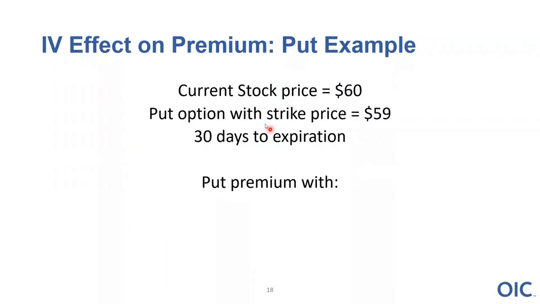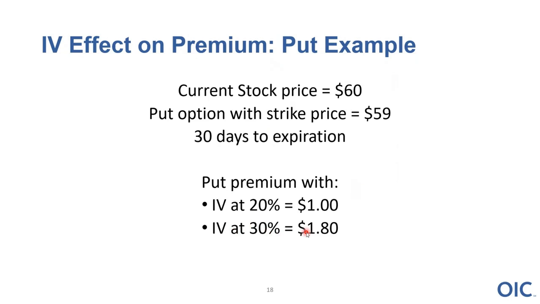Let's take a look at a put option example. Here will just be a little more straightforward. Stock price at 60, put option, strike price is 59. Got a month left until expiration. Let's just change the volatility level and see what that does to this put premium. If we insert 20%, we can calculate a theoretical option value of $1. And we would expect at this level of volatility, the bid and offer to be centered right around that premium. If volatility was higher, 30%, the theoretical value we would expect for the option is about $1.80.